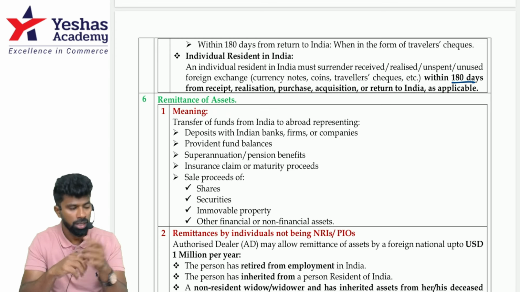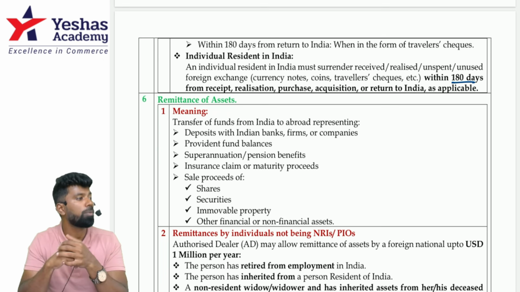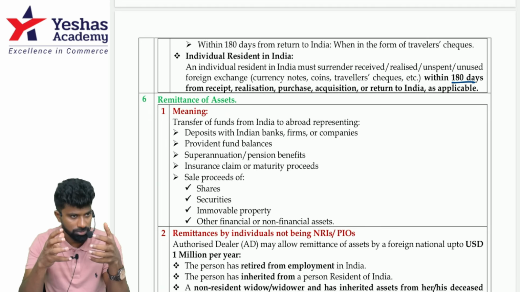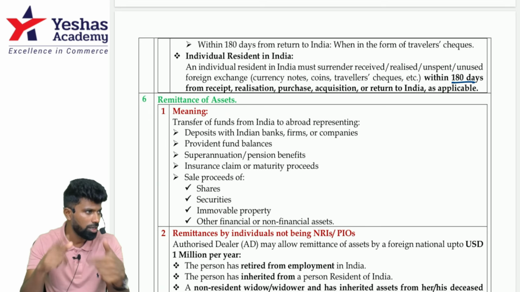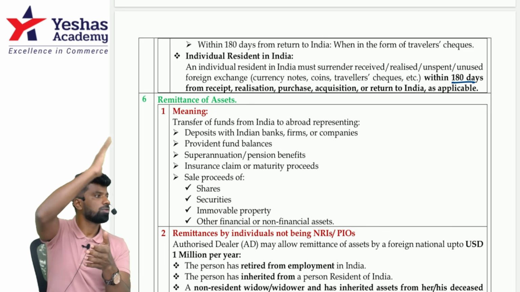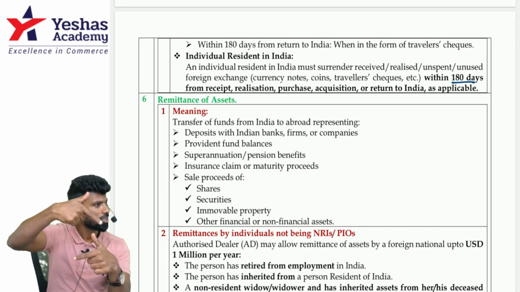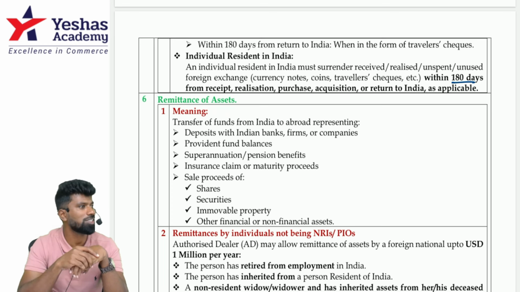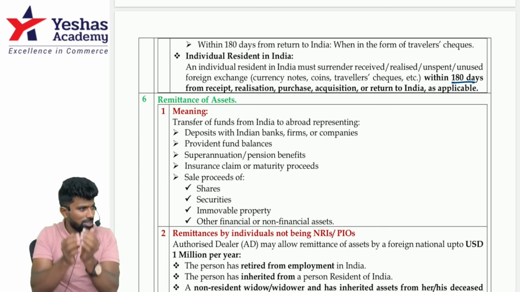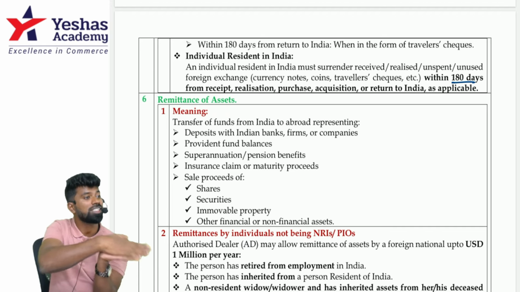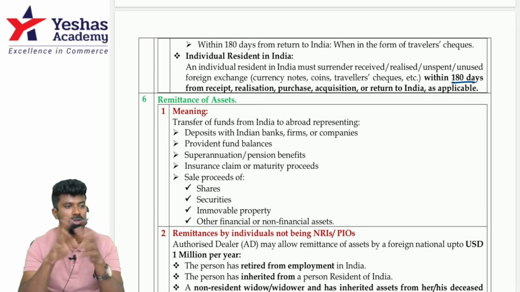For example, I'm a foreigner, but in India on an employment basis. If I earn salary in India, obviously they'll pay in Indian rupees only. And I want to take that back to my country. I have to exchange it, right? Is it a current account transaction or capital account transaction? Capital account transaction. Because once I receive the salary in an account, it becomes an asset. And if I want to take it back to my country, it is a capital account transaction.